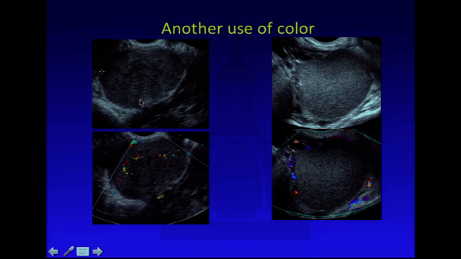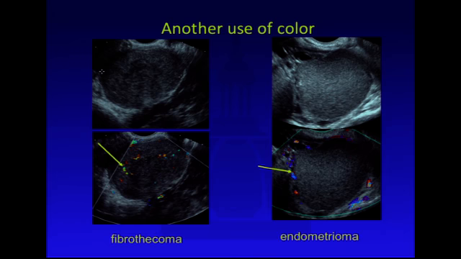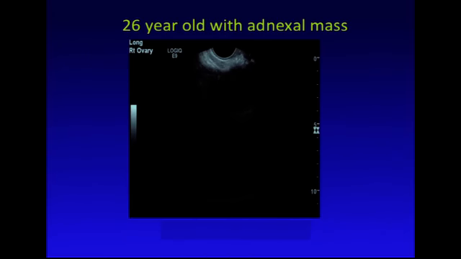This mass, when I looked at it, I initially wasn't sure whether it was cystic or solid, but you look at the color and there is flow within the lesion. So of course, this is going to be a solid mass, confirmed to be a fibrothecoma at surgery, and this is going to be an endometrioma, the classic appearance.